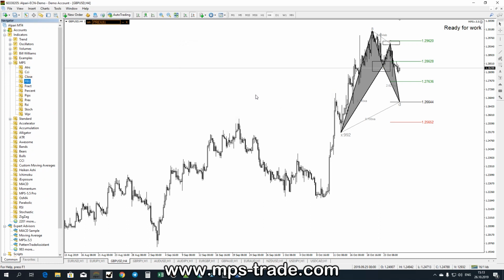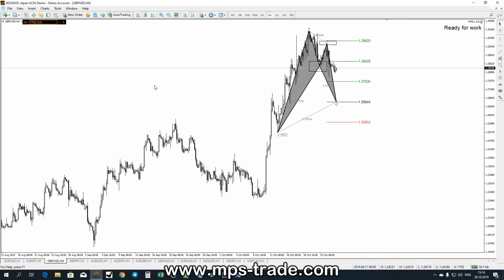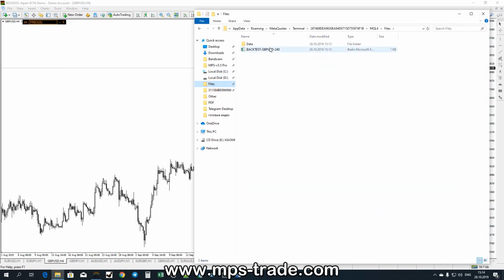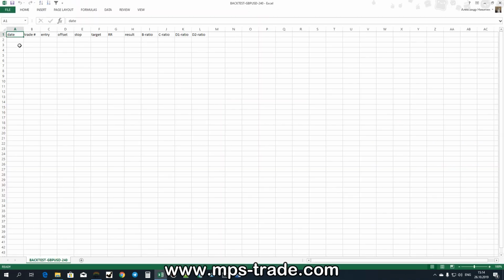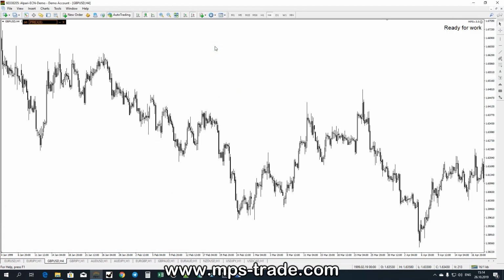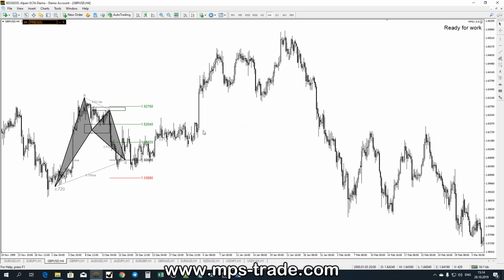Set the default settings if you don't know what these settings are, and then close it. Okay, so when FBU is attached, it creates the backtest file. So all the results will be recorded here. Right now it only has a header, nothing else. Go to the beginning of the chart, and now we do a detailed backtest with numbers, with time, and other pattern parameters. Okay, so this one was a winner.